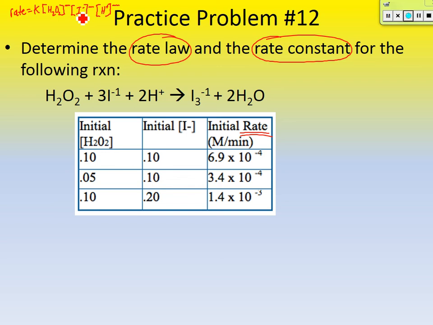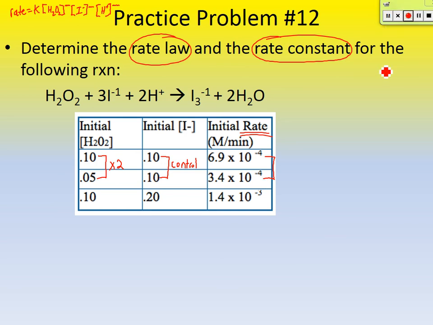And if we look at reaction 1 and 2, that's what I would choose. Because H2O2 is increasing by a factor of 2 as we go from 2 to 1. And the others are constant here, so this is my control. And let's look at the rate. How is the rate changing now? Okay, so let's look at that.